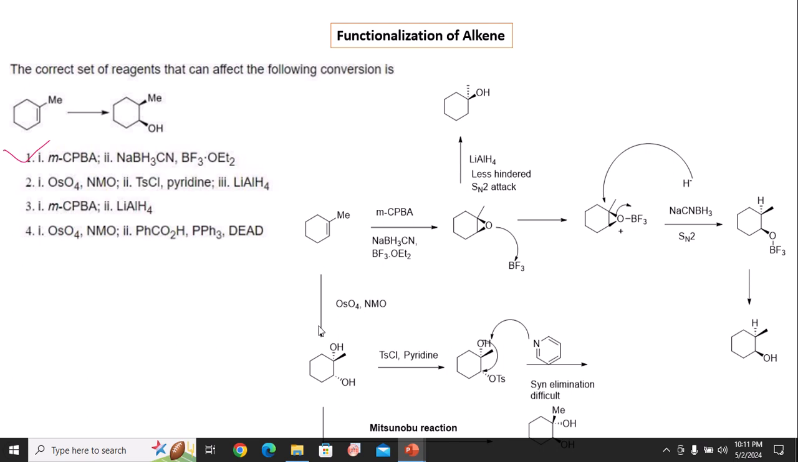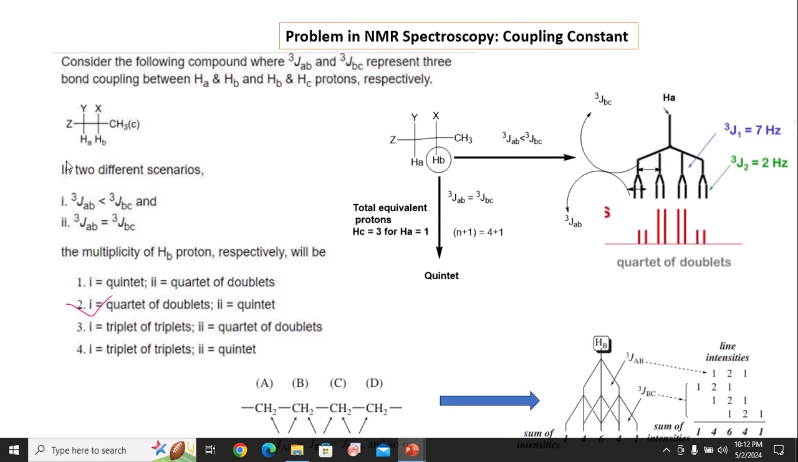And in presence of osmium tetroxide and NMO, the alkene is functionalized to give the cis-diol, and in presence of TsCl and pyridine, it produces the epoxide derivative, so epoxidation takes place and the desired product is not formed. In the last case, the Mitsunobu inversion will take place and the desired product is not formed. So the correct option is option 1.